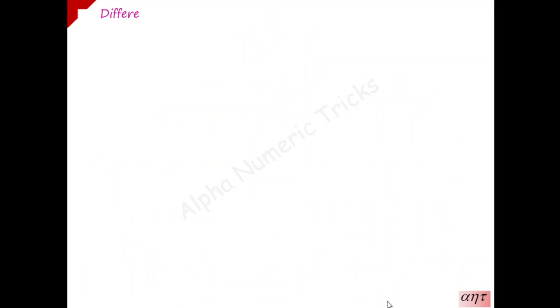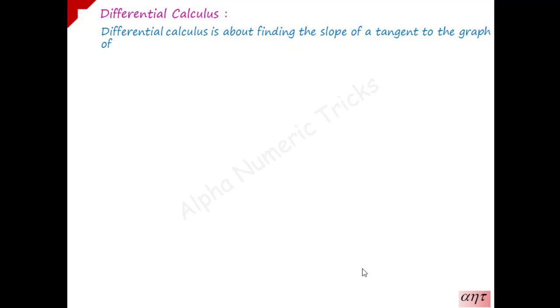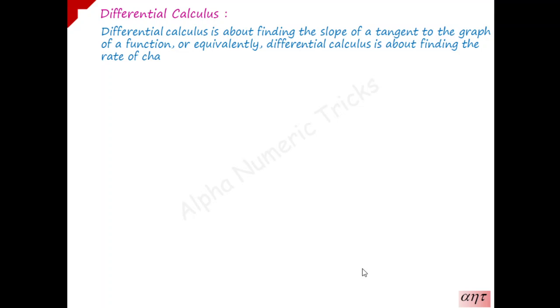Now we will see what differential calculus is. We define differential calculus in two ways. One is finding the slope of the tangent to the graph of a line. And another way of defining differential calculus is finding the rate of change of one quantity with respect to another quantity. Now we will see some basic definitions like slope, tangent and rate of change, and then again we come to this definition and conclude.